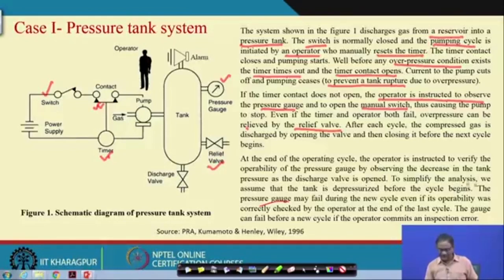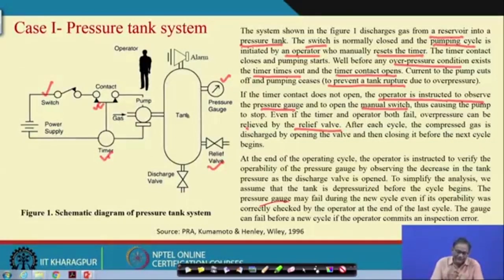To simplify the analysis, we assume that the tank is depressurized before the cycle begins. The pressure gauge may fail during the new cycle, even if the operability was correctly checked by the operator at the end of the last cycle. The gauge can also fail before a new cycle if the operator makes an inspection error.